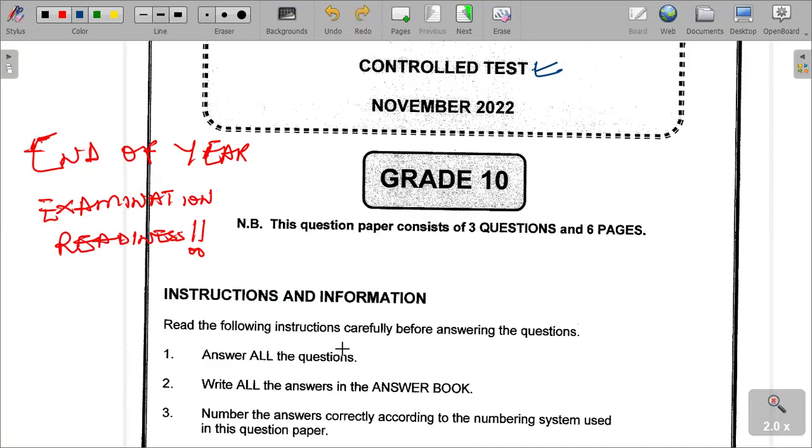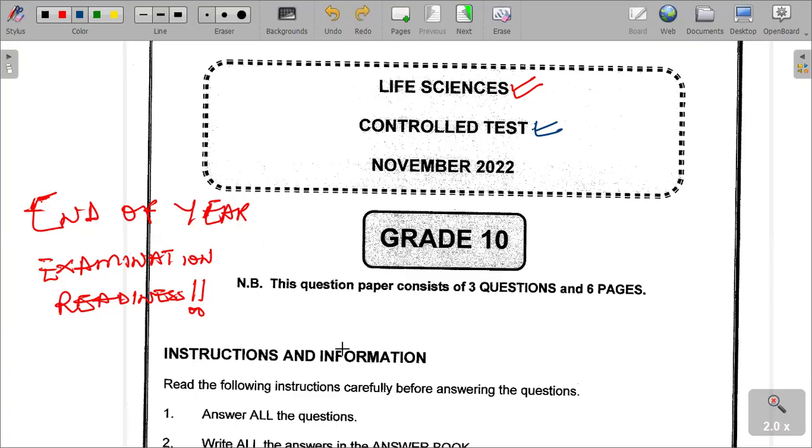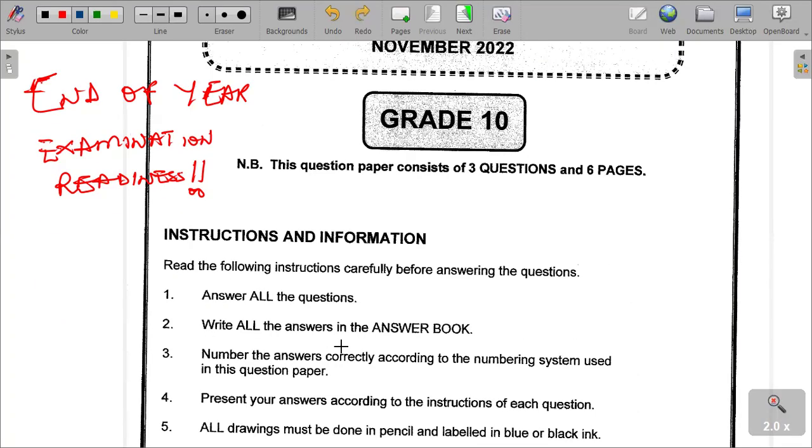You actually just have to read the instructions of the paper anytime you are given a paper, class. Note that this is our examination readiness paper. Let's get ready for our final examinations. Read all questions. Read the following instructions, answer all questions. Please note that the paper wants you to answer all questions. Write all the answers in the answer book that you are given.